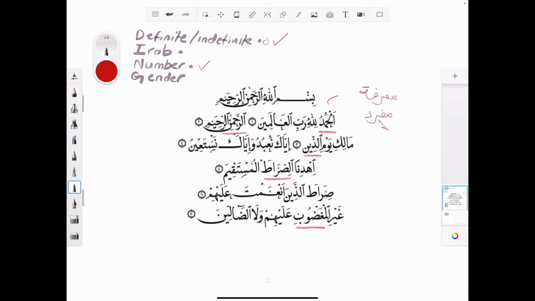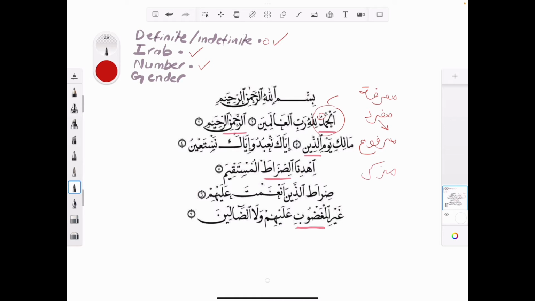Now remember what we just said. When something is mufrad, it's either going to be rafa, nasab, or majrur. Now we look at the word and we find there's a dhamma on top, and that makes it marfu'. So we've done the i'rab as well. The last thing for alhamdu is to work out the gender. We know alhamdu is mudhakkar, masculine. Oh, I spelled it wrong.